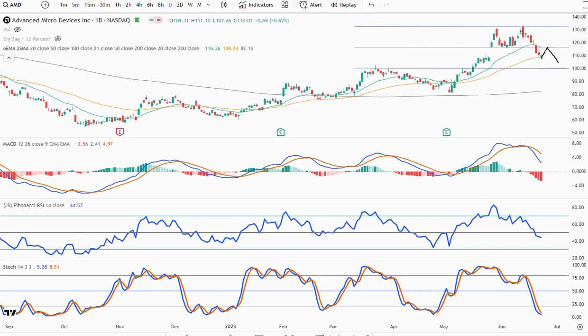The other possibility is that if there is a bounce, it does something like this. It reclaims this level, and then this level becomes support and does that. So that would be a more positive look if it did that. The other possibility is that, let's say it gets a rejection and then closes below this level, in which case this would be the next level to watch out for.